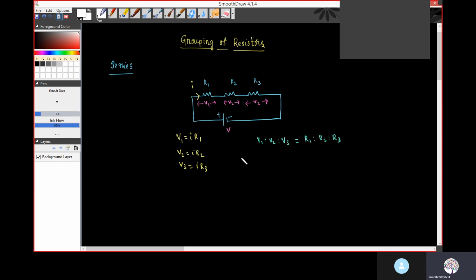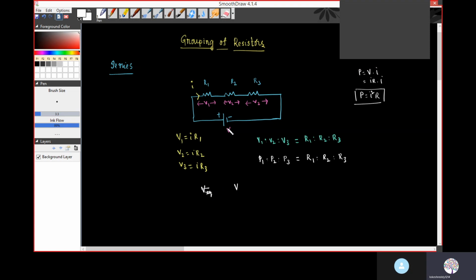Power P is equal to I square R, because power P is equal to V into I, and V is equal to I into R, so it will become P is equal to I square R. So here power P1 : P2 : P3 is equal to, now I is same, so it is R1 : R2 : R3.